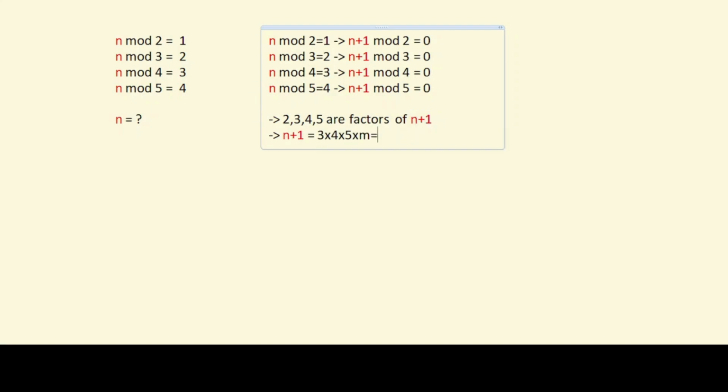Therefore, n plus 1 is the product of 3, 4, 5, and a positive integer m. Note here that 2 is omitted because it is a factor of 4. The final result is n equals 60 times m minus 1 for any positive integer m.